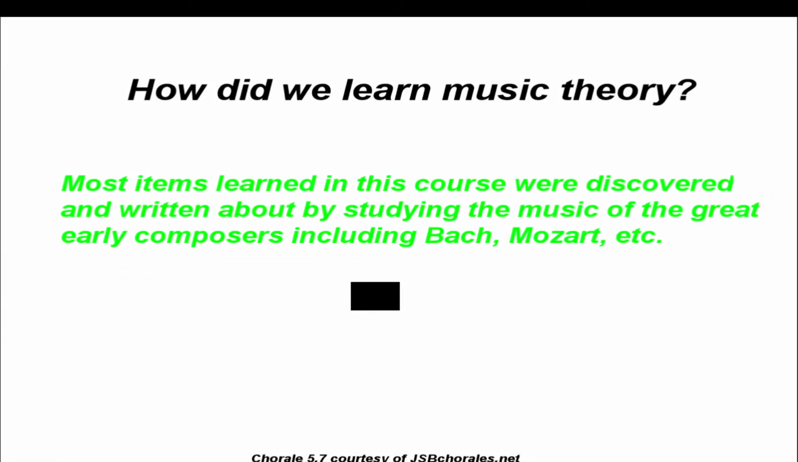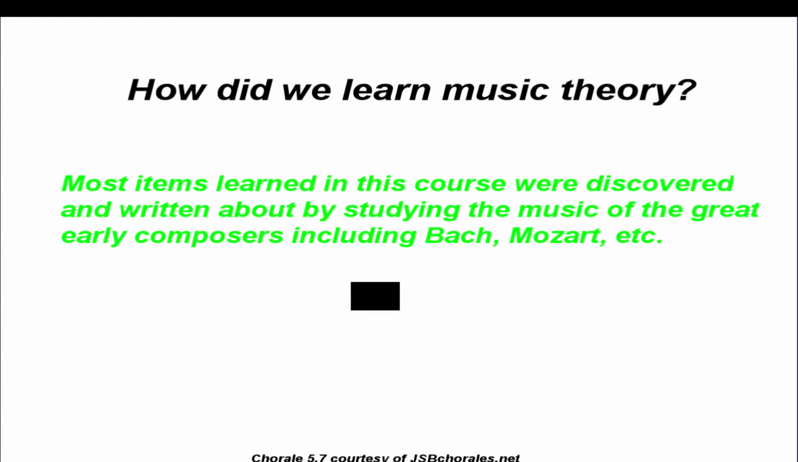A good question to ask is, how did we learn music theory? How did we come up with these rules? How did we come up with the notation, all of these symbols? Most of the things you're going to learn in this course were discovered and created and written about by studying the music of the great early composers during what we would call the classical time periods, going back in history. And these composers include Johann Sebastian Bach, Mozart, and many of those other early composers.